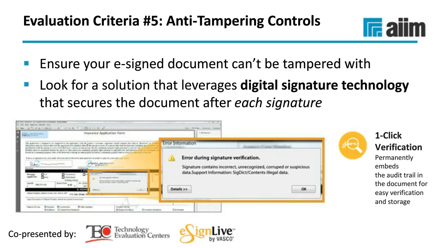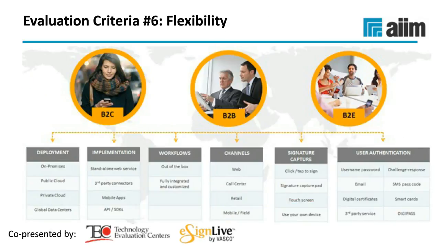And finally, criteria number six, this is all about flexibility. It's really important because more often than not, you may start using e-signatures for one use case in your organization, but you want to keep the big picture in mind. So ensure that the solution can be used for multiple use cases in your department or your team, but also across your line of business or even across the entire enterprise.